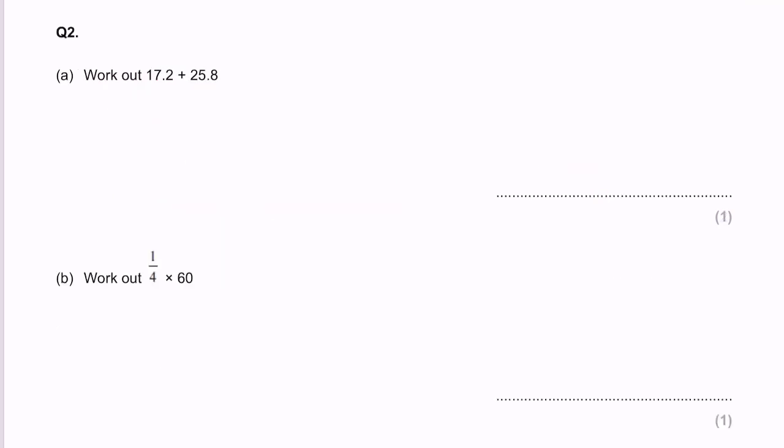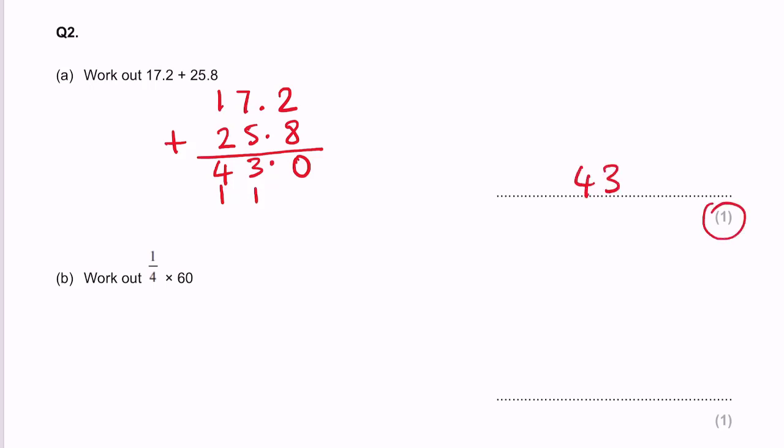On question 2, we are adding 17.2 and 25.8. When you get a question like this, it's always easy to write it down as column addition. Make sure the decimal is aligned. Let's add the numbers now. Start from the right. 2 add 8 is 10. Put the decimal down, carry the 1. 7 add 5 is 12. Add the 1, which is 13. And then carry the 1. 2 add 1 is 3. Add the 1 is 4. So the answer is 43.0, or just 43. 1 mark for this.